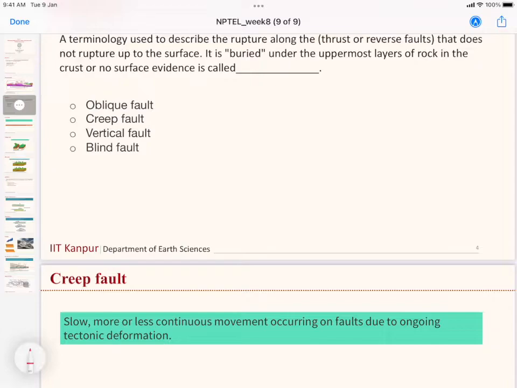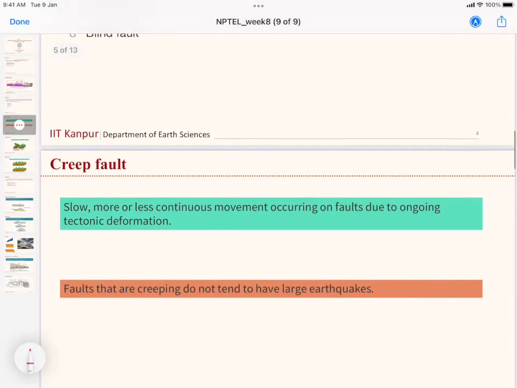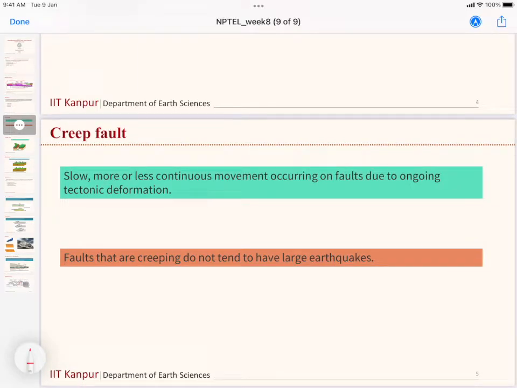So, first we will discuss the creep fault. As the name suggests, what does creep mean? Creep means a very slow movement. So, a creep fault means a slow or more or less continuous movement occurring along the fault plane due to the ongoing tectonic deformation.